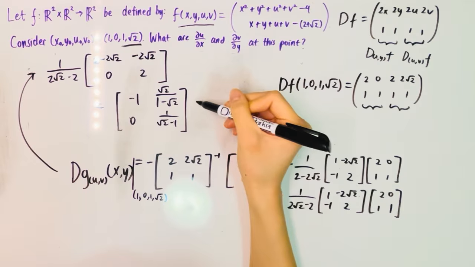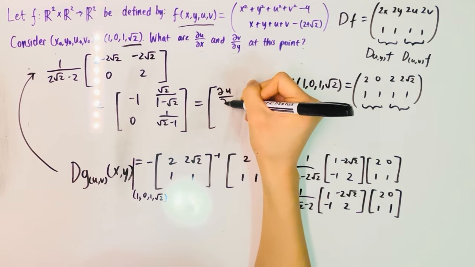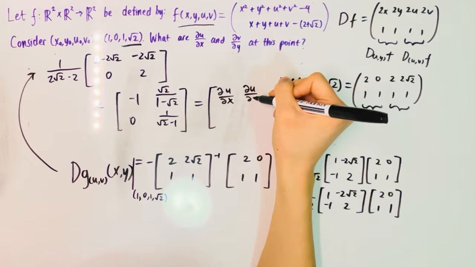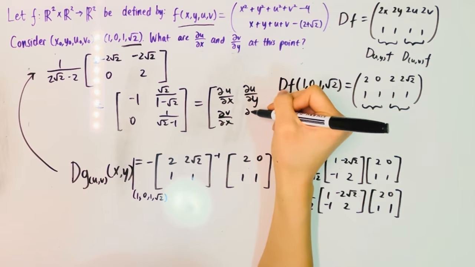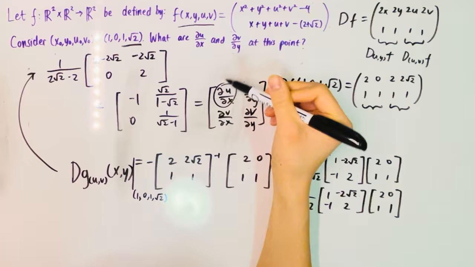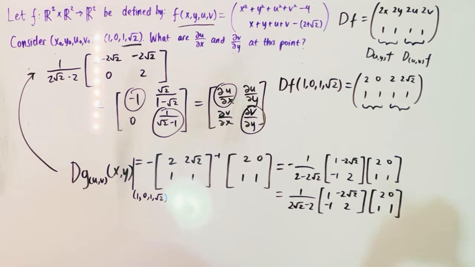And we see this is equal to du dx, du dy, dv dx, dv dy. Thus du dx is equal to negative 1, and dv dy is 1 over square root 2 minus 1. And we're done.